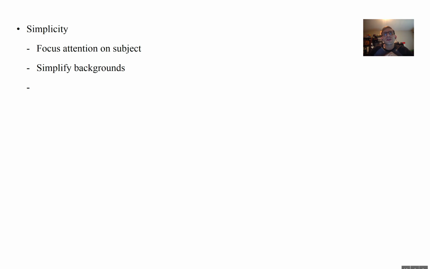Simplicity. This is another composition technique. You want to focus attention on the subject. And a good way to do this is to simplify backgrounds.